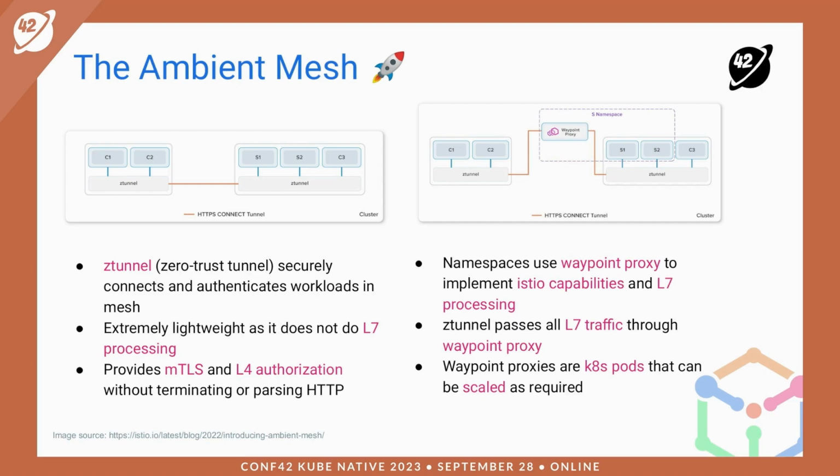Ztunnel, short for Zero Trust Tunnel, helps you to securely connect and authenticate your workloads in the mesh. It is extremely lightweight as it does not do anything related to L7 processing. All it does is provide MTLS and L4 authorization.